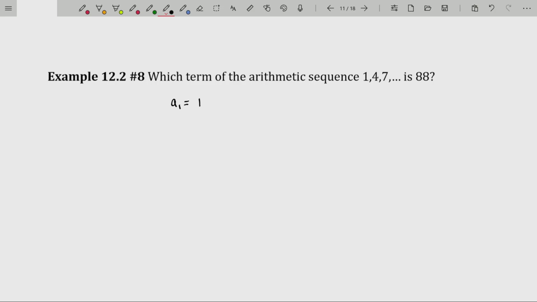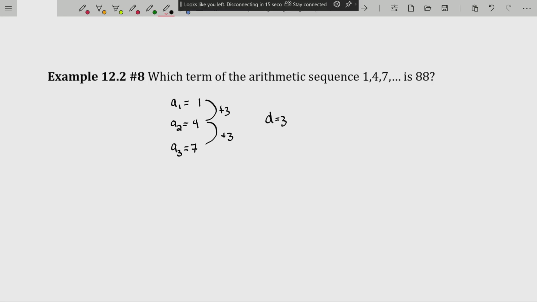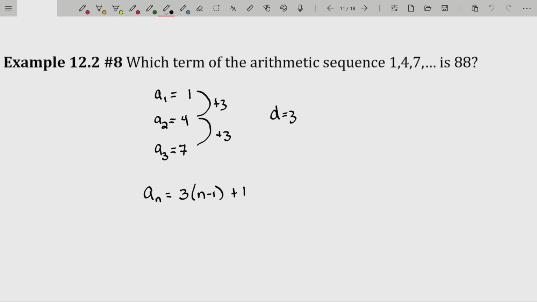Well, the fact that a sub 1 is equal to 1, a sub 2 is equal to 4, and a sub 3 is equal to 7 tells me that the common difference is 3. So d is equal to 3. Notice I'm constantly just setting up the equation. All right. And so this will be a sub n is equal to 3 times n minus 1 plus the initial value, which is 1. And I want to know, when is this output equal to 88? So let's go ahead and do that. 88 is equal to 3 times n minus 1 plus 1. Let's find out when that occurs.